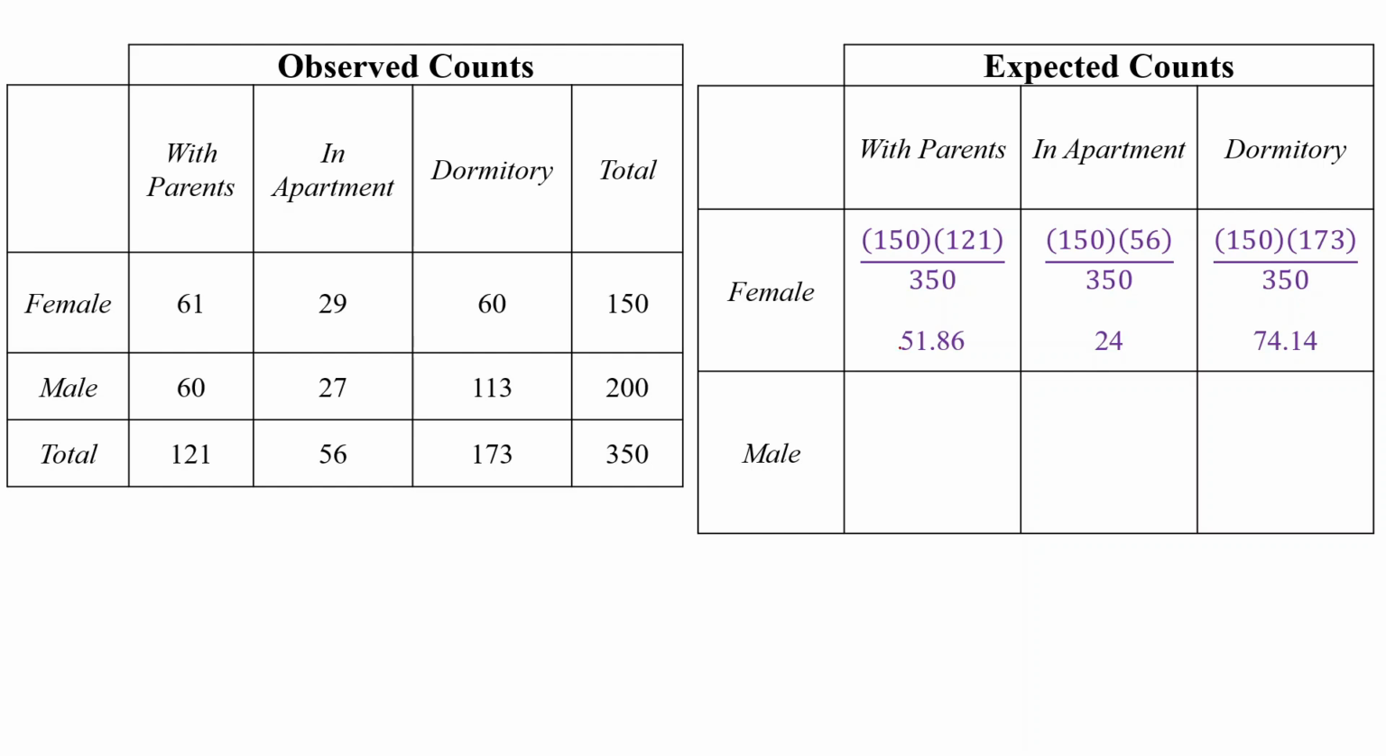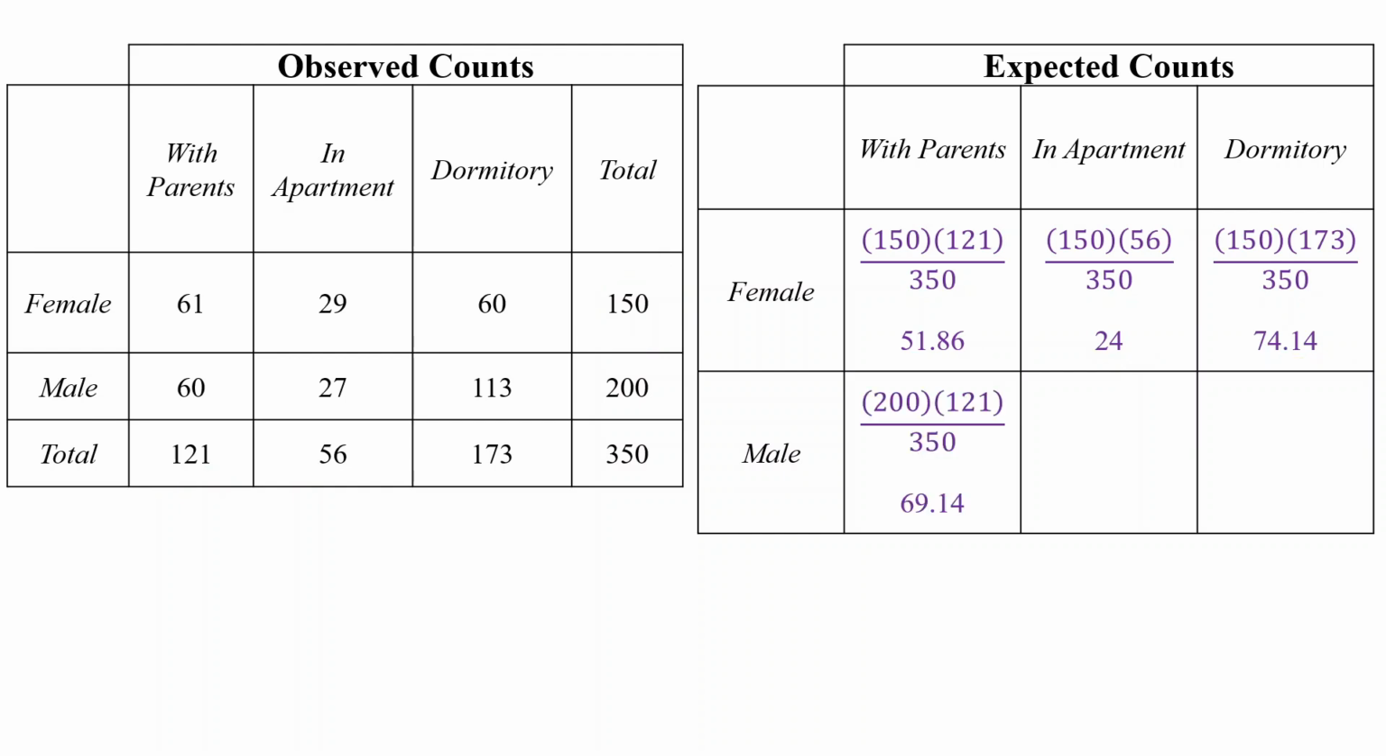Now, if you add up all of these expected counts, you do get 150, okay? Because that is all of the females distributed in proportion across the 3 categories. And the proportion they're distributed in is based on the total of the columns.